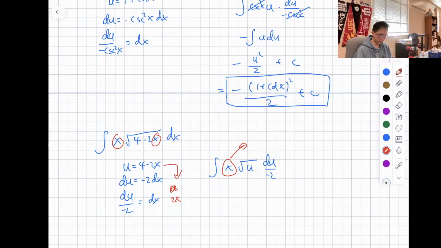That means 2x equal to 4 minus u. X equal to 4 minus u over 2. Is that okay? So square root u times 4 minus u over 2, I think, du over negative 2. Is that okay? Am I going too fast or no? Did I make a mistake?